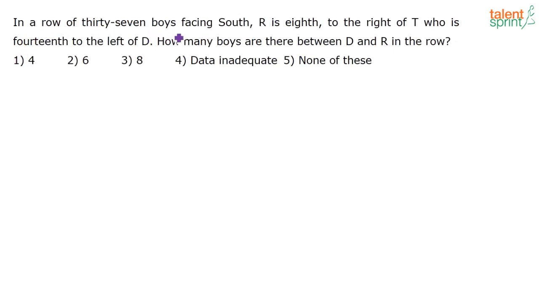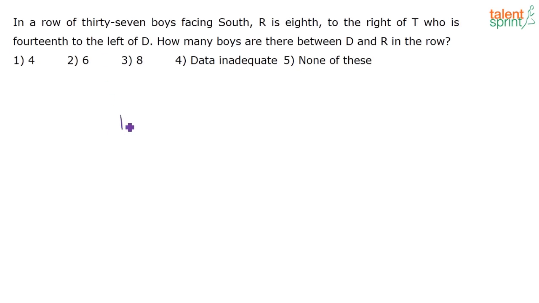In a row of 37 boys facing south, R is 8th to the right of T, who is 14th to the left of D. How many boys are there between D and R in the row? How do we do this? I think a lot of you have given me the answer as option 1, is it? Okay, let's see. But I don't think 6 is the right answer. Guys, as I said, try to represent the diagram correctly, then you will not make a mistake. Now, I'll do it for you.